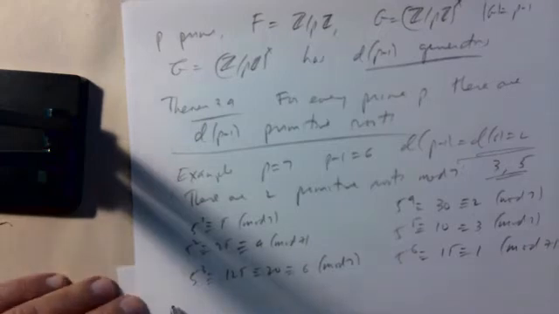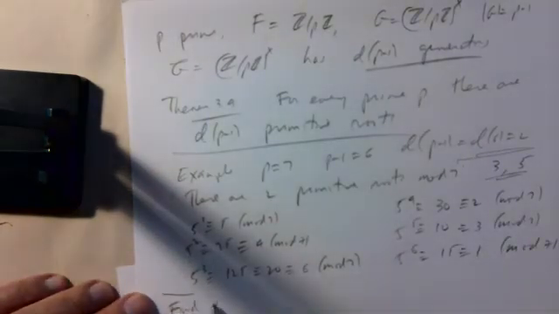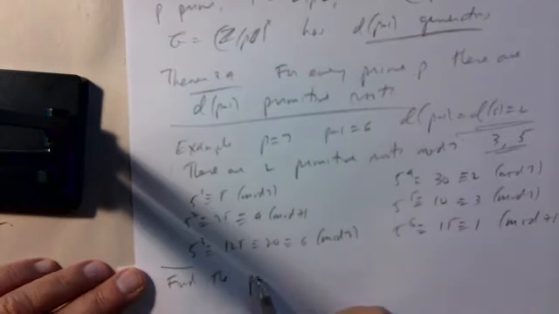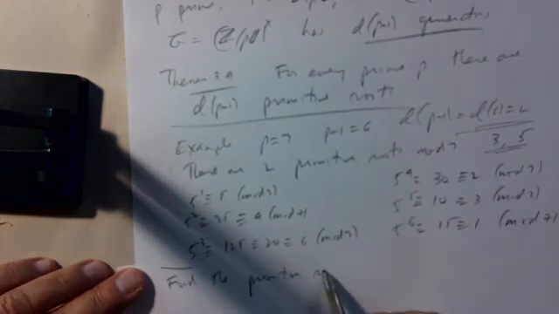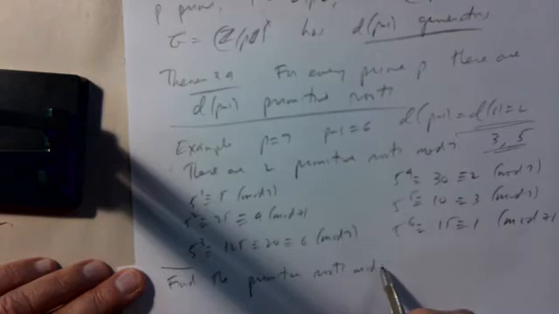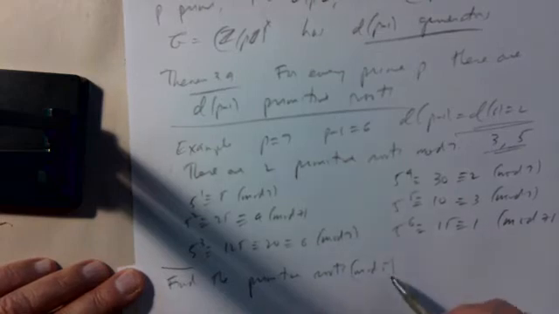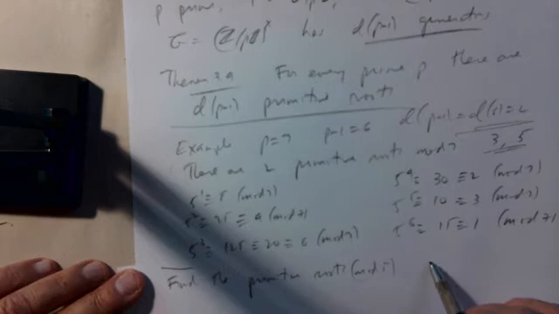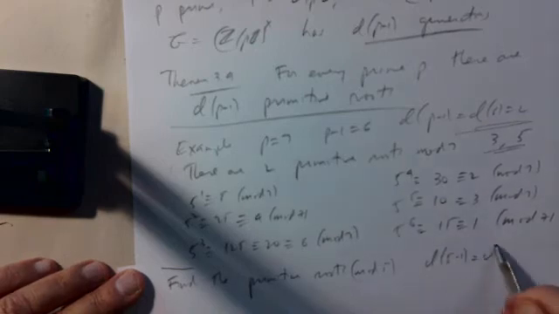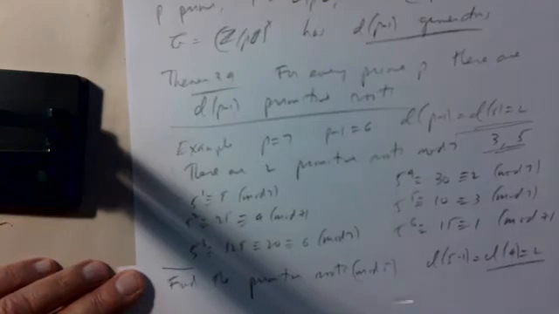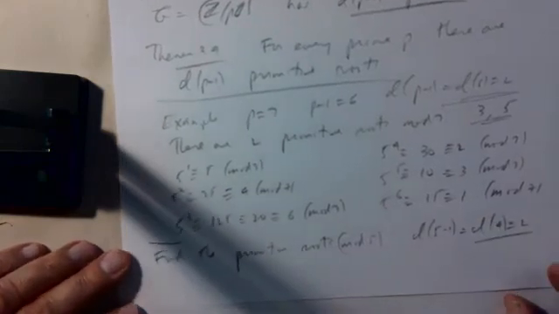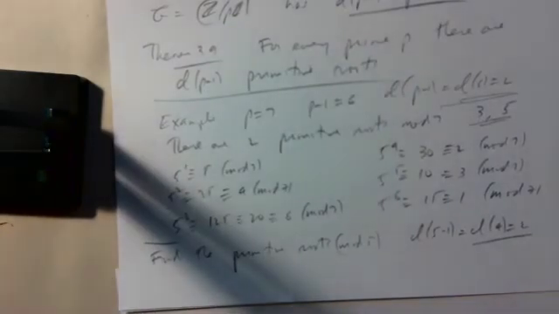Just as an exercise right now, find the primitive roots mod 5. The number is phi of 5 minus 1, phi of 4, which is 2. So there are going to be 2 primitive roots mod 5. So you should try to figure out what they are.